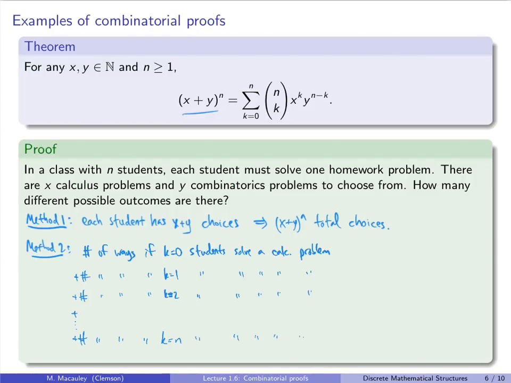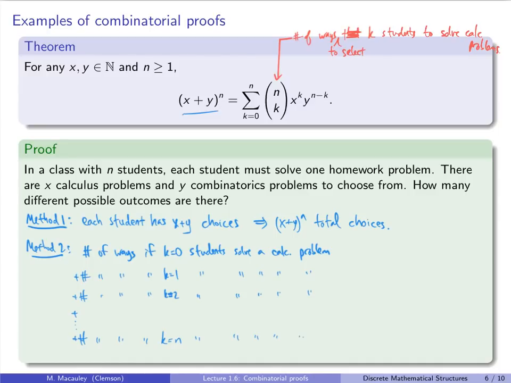So notice that in general, if we have exactly k students who solve a calc problem, there are n choose k ways to do this. So this is the number of ways, let me say, to select k students to solve calc problems.